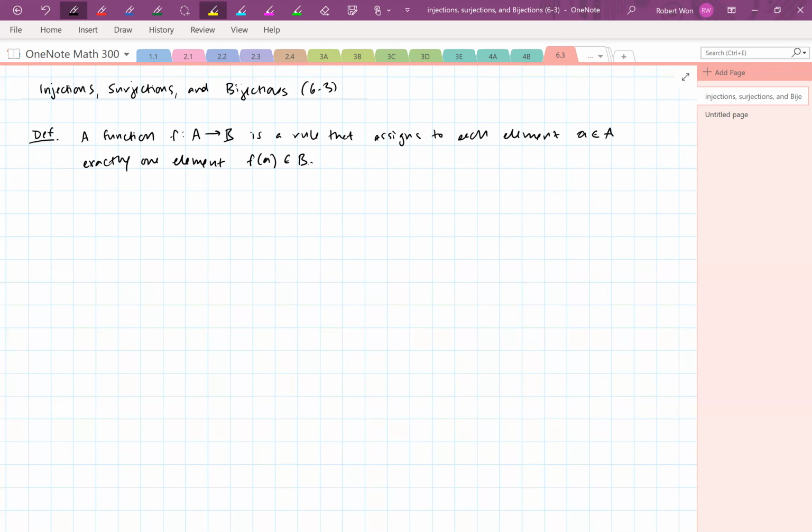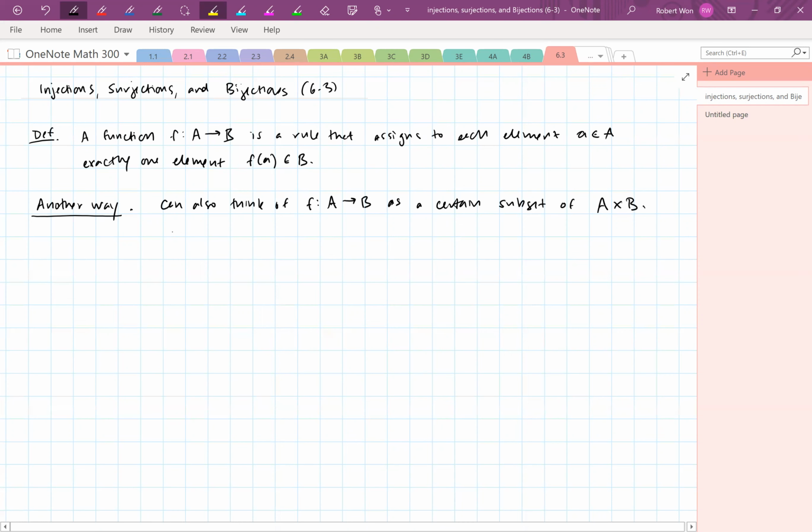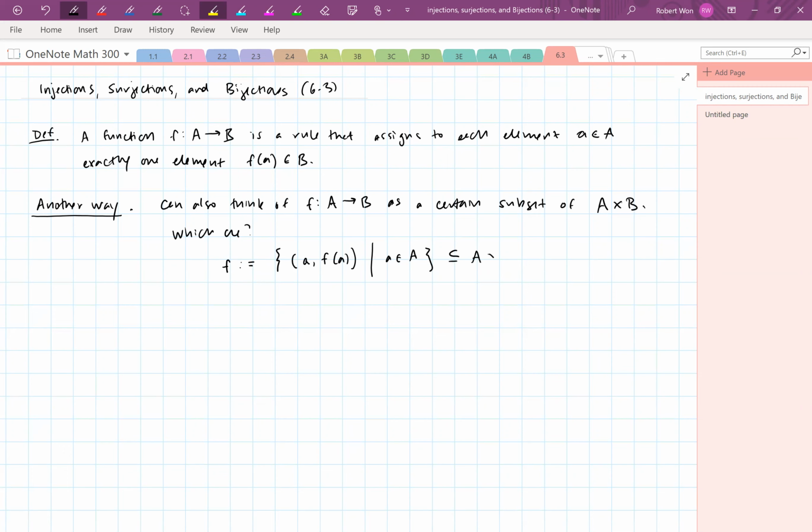This is one way to think of what a function is, but here's another way to think about what a function is. You can also think of a function f from A to B as a certain subset of the Cartesian product A cross B. Which one? Here's what I'll do. Let's say that f is defined to be this specific subset of the Cartesian product. So you take the pairs a, f of a, where a is in A, and you look at this subset of A cross B.